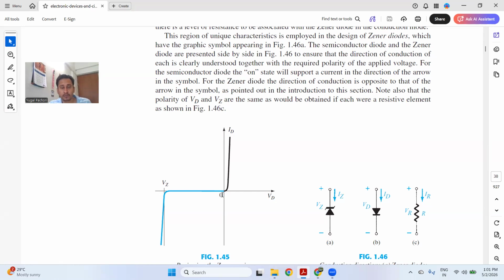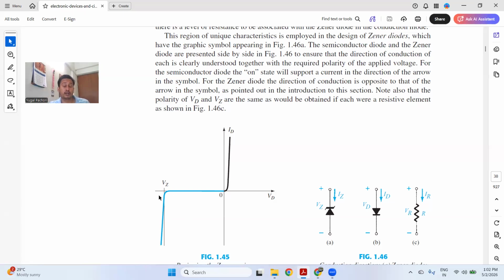Now, how does it act as a voltage regulator? Try to understand. Look at this first quadrant. This is VD, this is ID. When the voltage is applied in the forward direction, it acts as a normal diode. There is a cut-in voltage, and beyond the cut-in voltage the current starts flowing. As the voltage increases, the current also increases. But look at the characteristics in the reverse bias condition, in the third quadrant. There is no current, and at a certain voltage VZ, a constant voltage is supplied. There is no breakdown here.